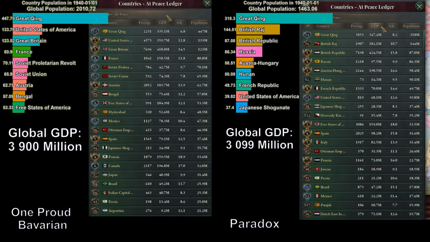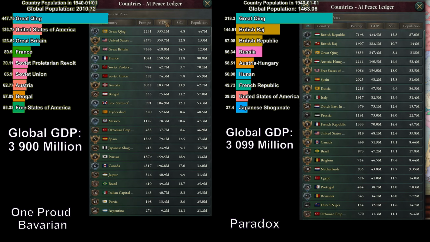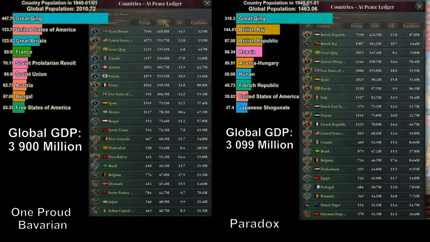I also pulled the GDP data for these two time-lapses and calculated global GDP values. VTM is leading with almost 4 billion global GDP, while vanilla has still about 3 billion. The higher population might be giving VTM nations the edge here.